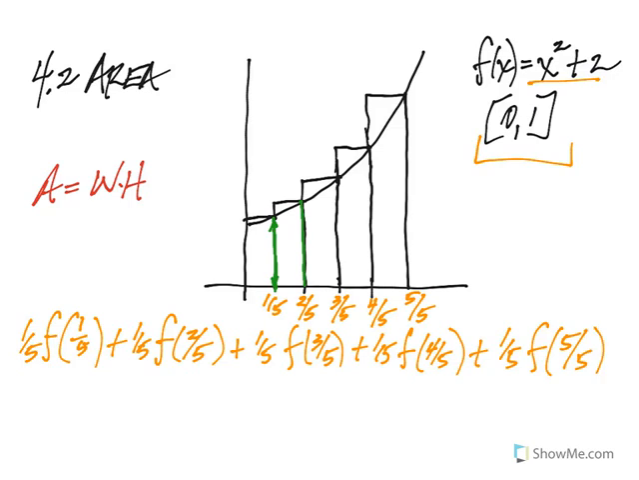Now, I'm not actually calculating the height of each one of these, but in order to do, say, the last one, you would take 1, or 5/5, and you would square it, add 2 to it, and that will give you this number right there. Then you'd multiply out the widths and heights, add all those numbers together, and you'd get a ballpark estimate of the area underneath the curve above the x-axis between 0 and 1.